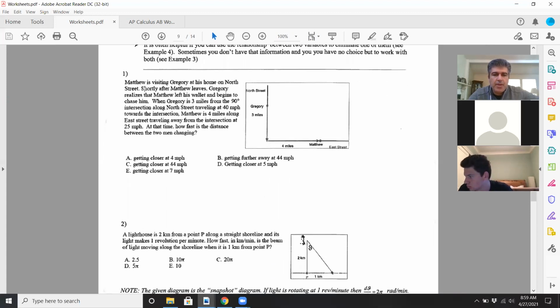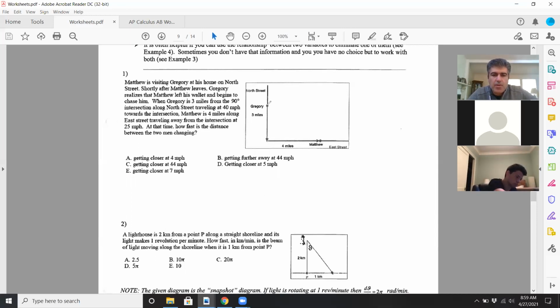Matthew is visiting Gregory at his home on North Street. Gregory realizes that Matthew left his wallet and begins to chase him. So Gregory's going south. When Gregory is 3 miles from the 90-degree intersection, Matthew's going east, traveling at 40 miles per hour. So Gregory's going 40 miles per hour toward the intersection. Matthew's 4 miles along East Street, traveling away from the intersection at 25 miles per hour. At that time, how fast is the distance between the 2 men changing?